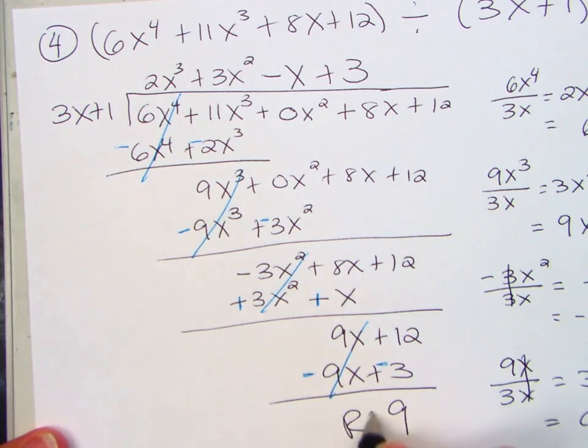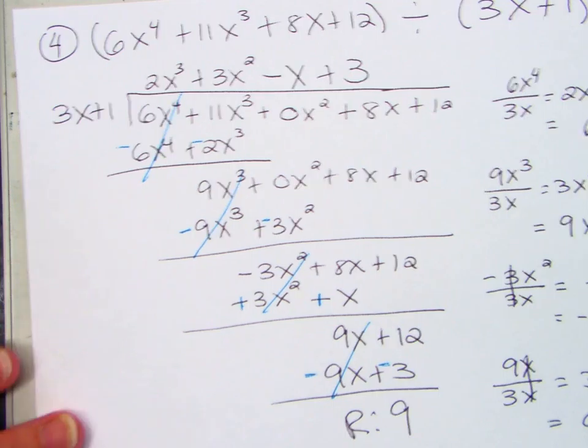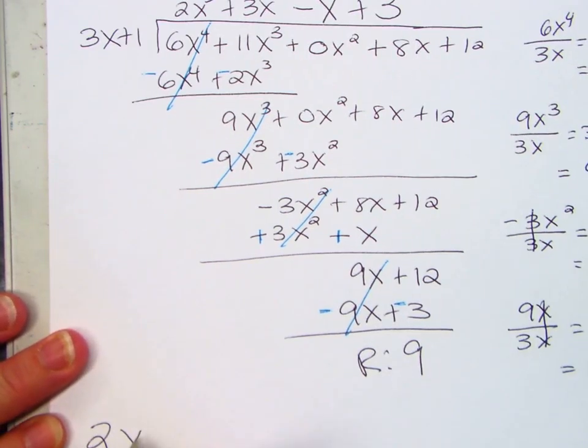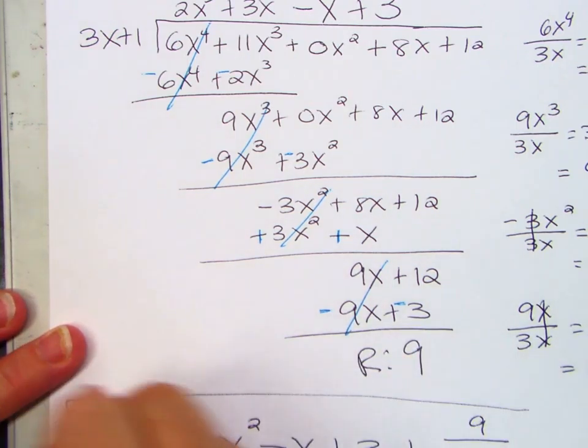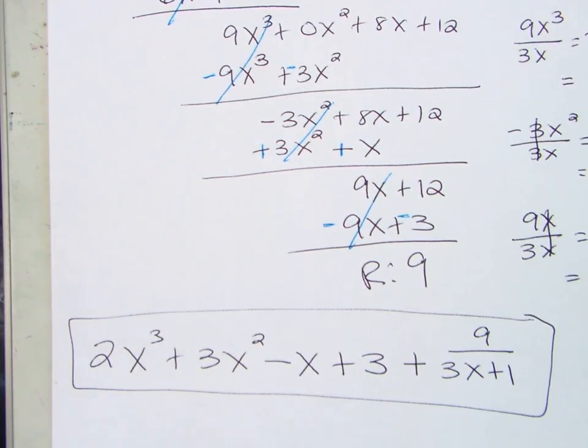That's our remainder. So to write our final answer, I'm going to rewrite my polynomial. 2x cubed plus 3x squared minus x plus 3 plus 9 over 3x plus 1. Right? Okay, it helps if you can see. And that is the answer to number 4. All right, we got one left, number 5.